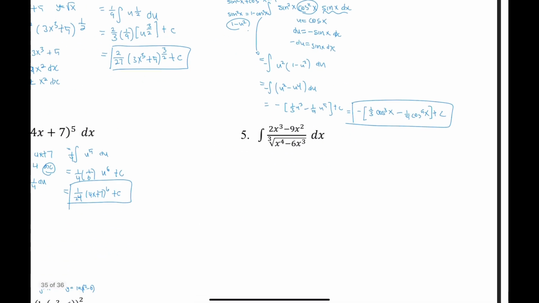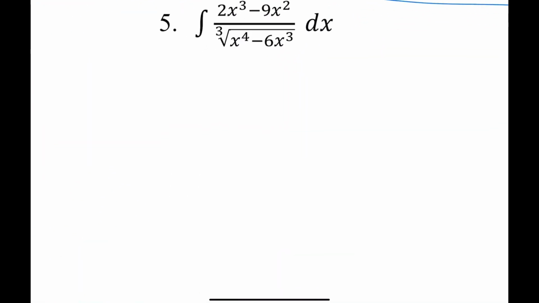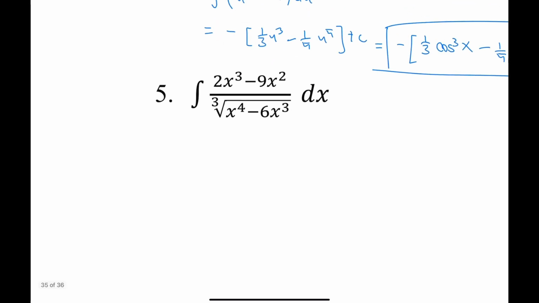Okay, and now moving on to number 5, the integral of 2x to the third power minus 9x to the second power, all over the cube root of x to the fourth power minus 6x to the third power, dx. Wow, that was so complicated. Here, we can see that this denominator is also a composite function. It's this thing inside y equals x to the 1/3 power.